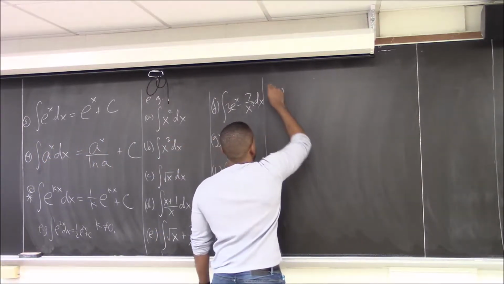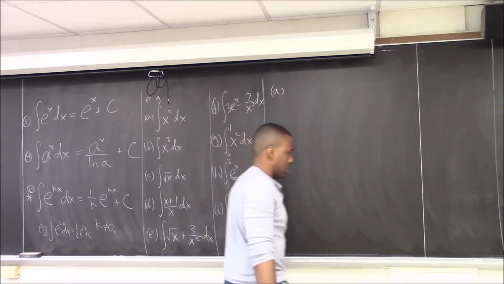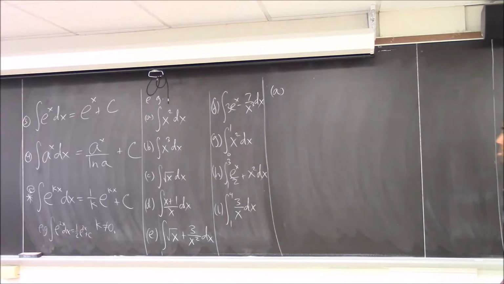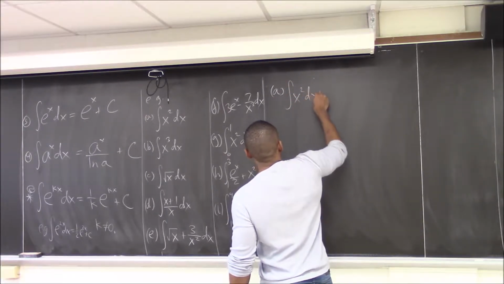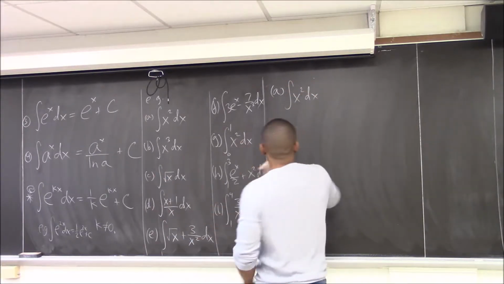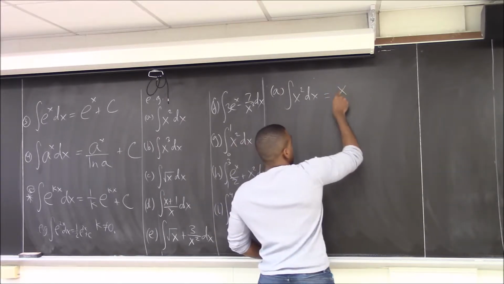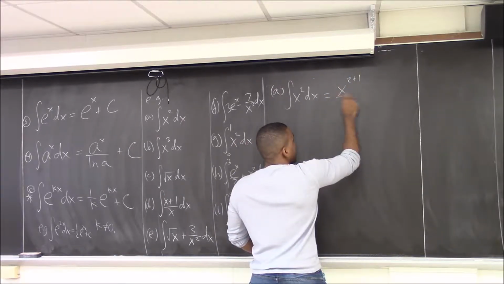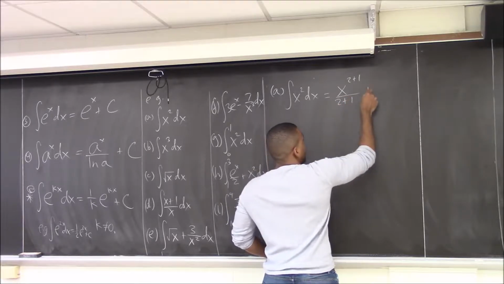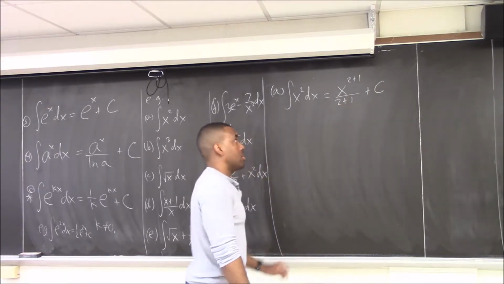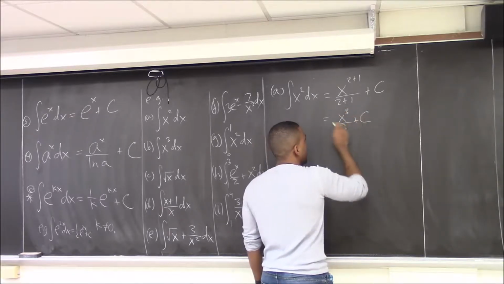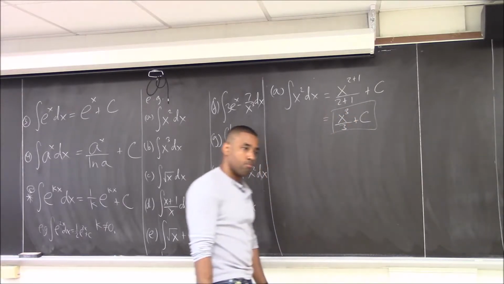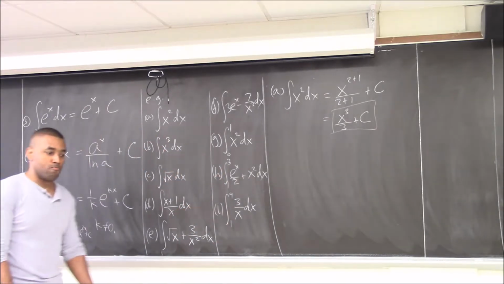Start with A. What rule can we use here? The power rule for integrals looks like x to the n. So I'm going to add 1 to the power and divide by the new power, plus c. And so that's x cubed over 3 plus c. That's the answer. And that's it.